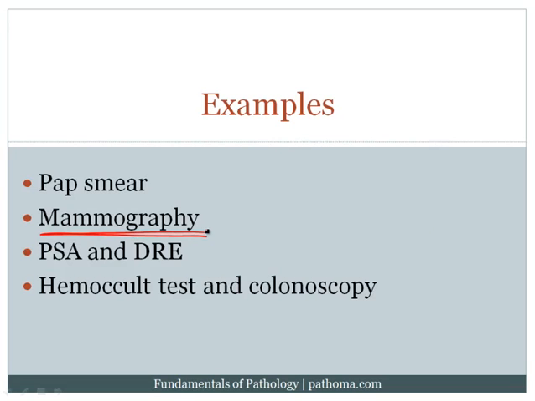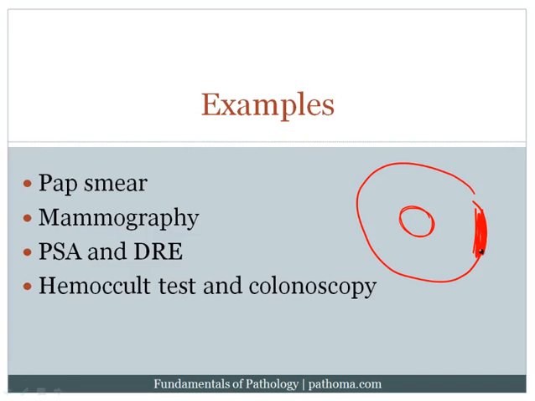Another important screening test that we can use is PSA and digital rectal exam. Now, what's the idea here? The idea here is that recall that if this is the prostate, and running through the center of the prostate is the urethra, the prostate cancer tends to grow in the posterior peripheral aspect of the prostate. In the posterior peripheral aspect of the prostate.